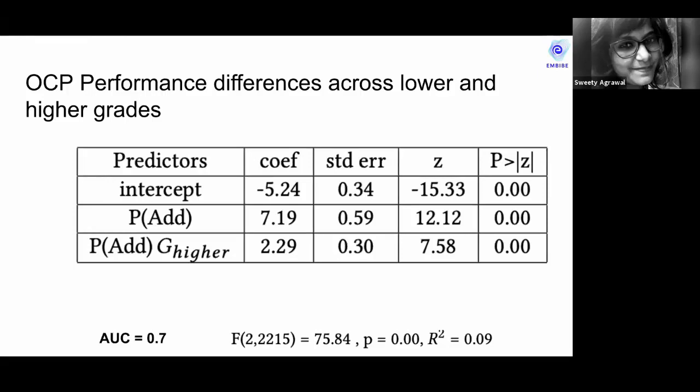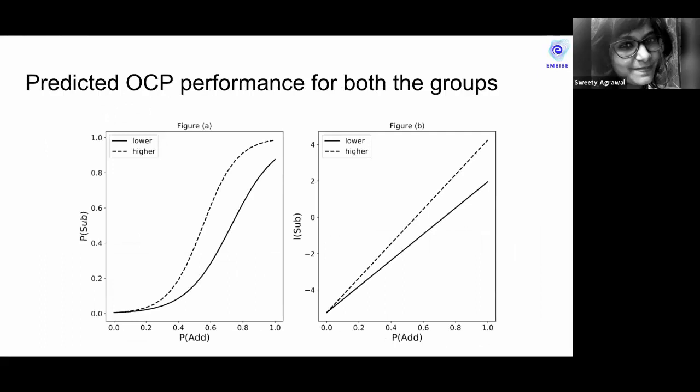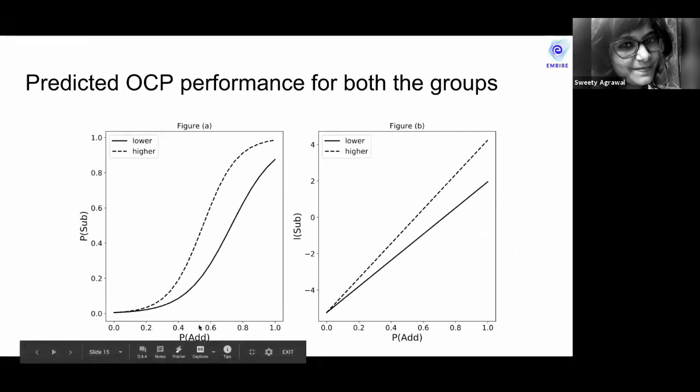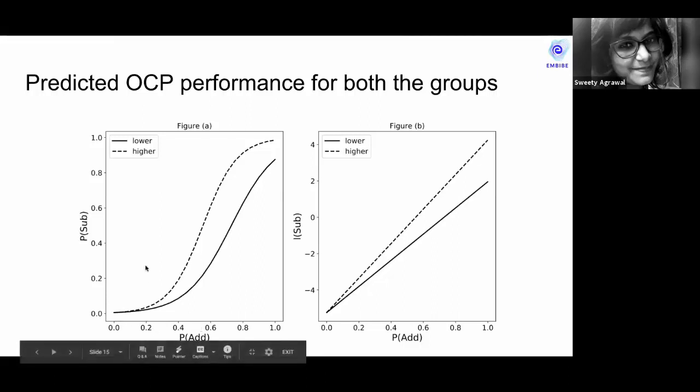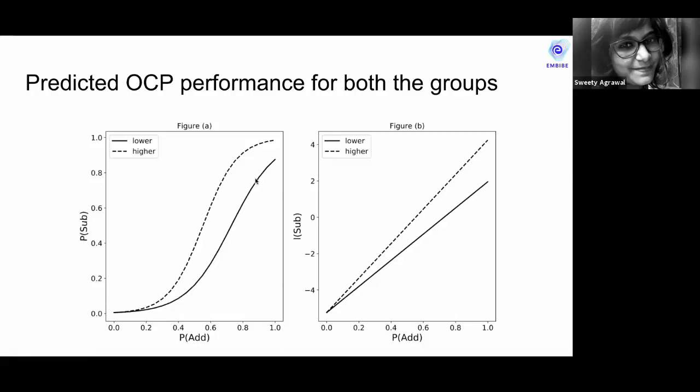And we see that the difference between the lower and higher grade is significant, and the coefficients are 7.19 for the lower grade, and 7.19 plus 2.29 for the higher grade. The coefficients are statistically significant also. So from this, we see that as the probability of addition increases, so does the probability of a student getting the subtraction problem correct. But we see that the increase is higher for the higher grade, whereas it is lower for the lower grade.